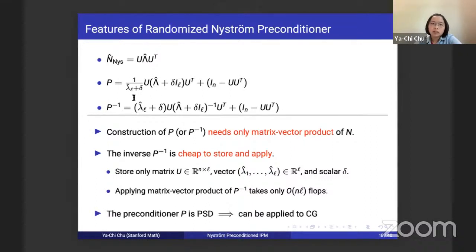And this preconditioner is positive semi-definite, so it can be directly applied to CG. CG requires the preconditioner to be not only symmetric, but also positive semi-definite.